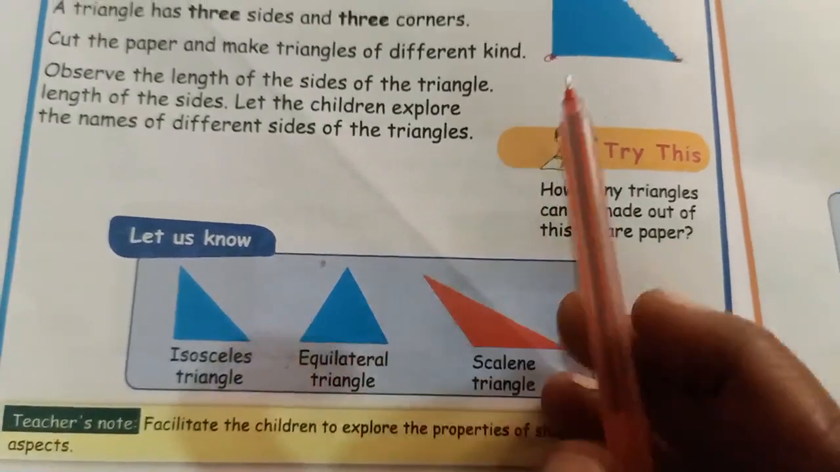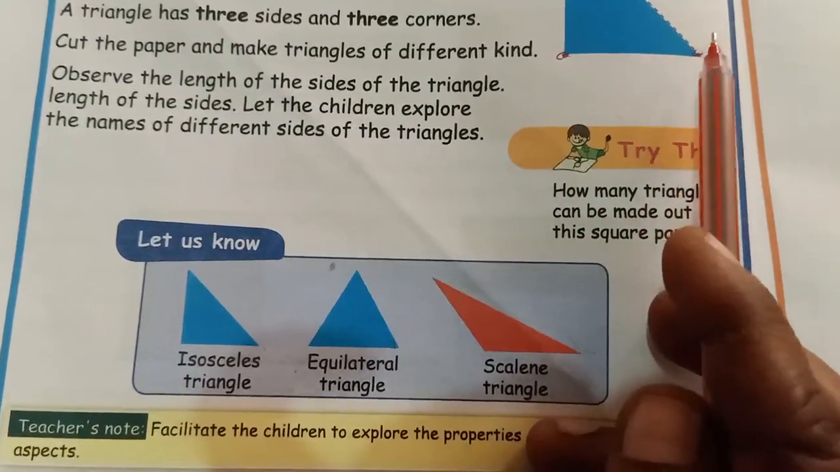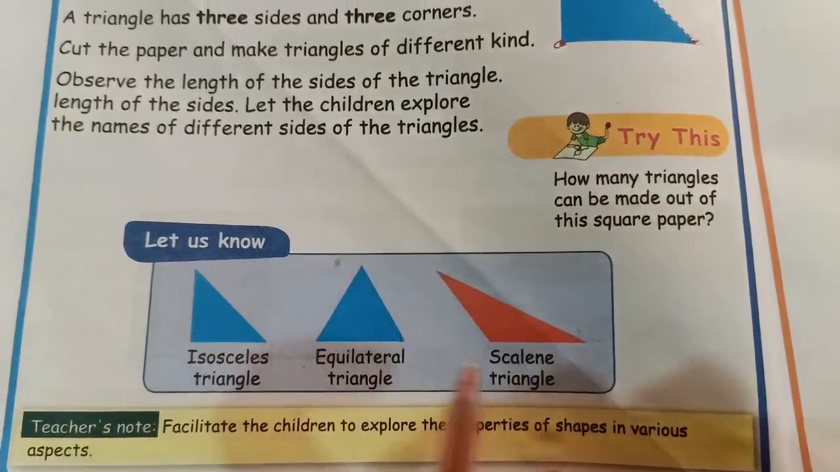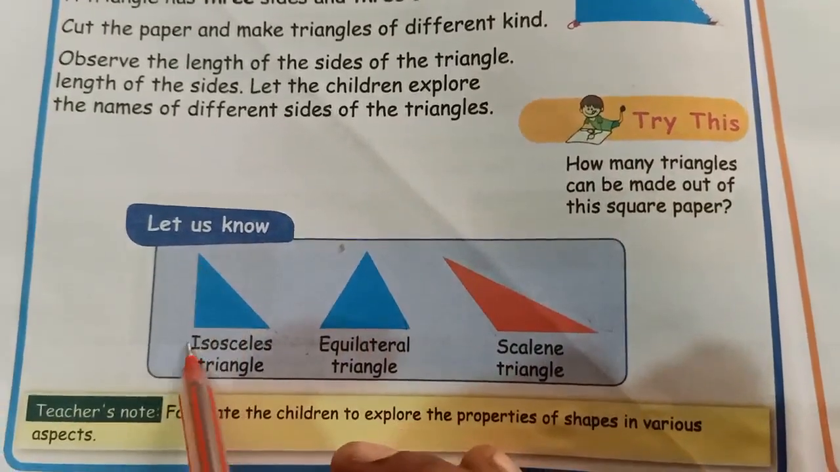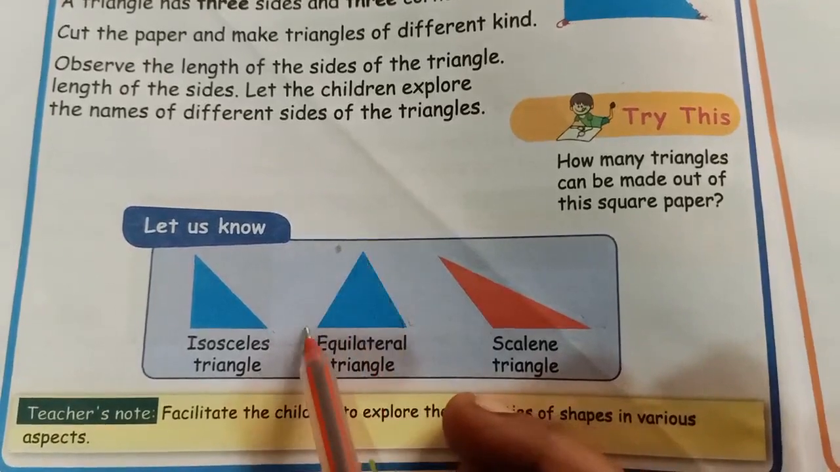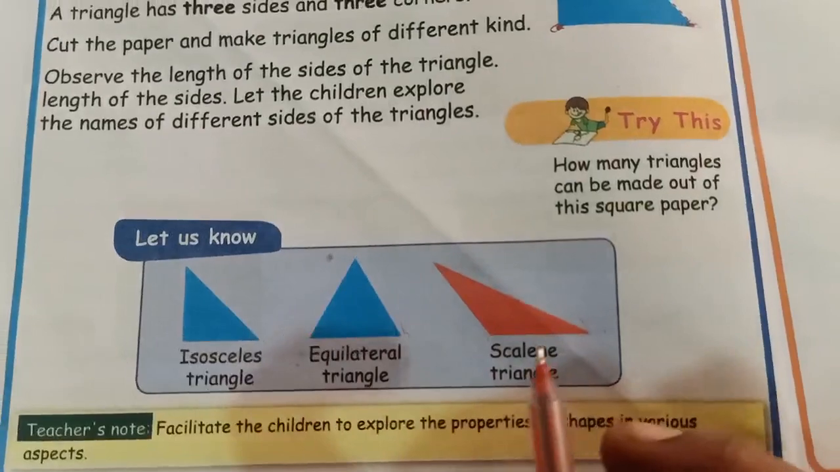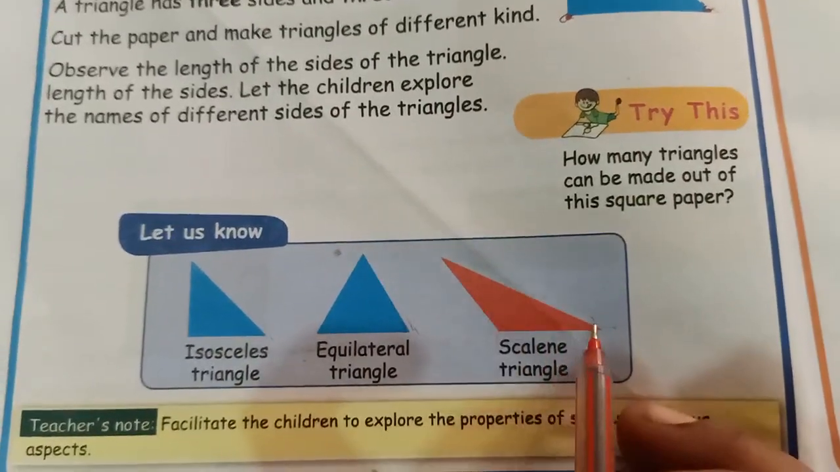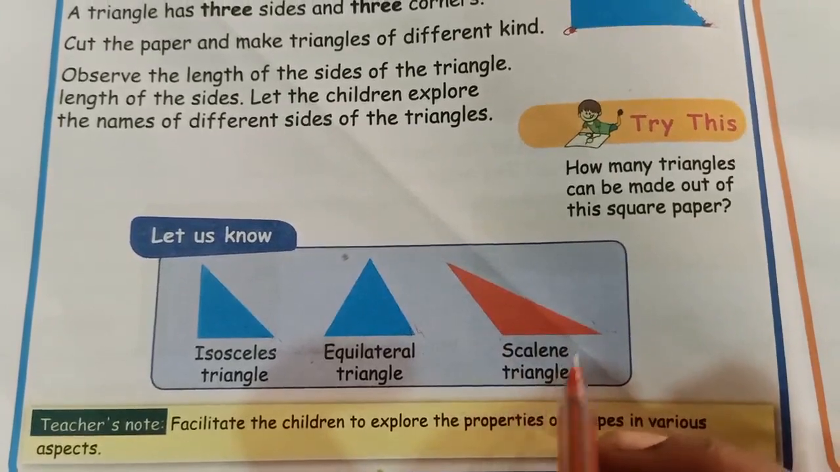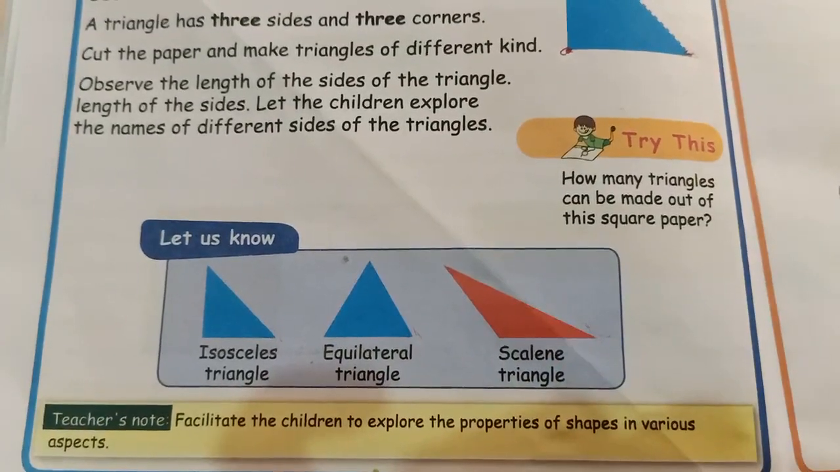Here we do not mention the side lengths. When we mention the sides, they have names. An L type means an isosceles triangle. When all three sides are equal, that is an equilateral triangle. When one side is very long and another is very short, what is it called? Scalene triangle. Okay, these are the types of triangles.